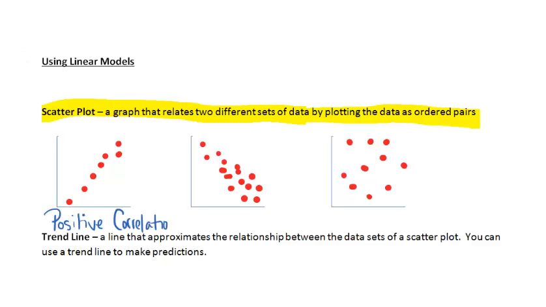If I wanted to represent that with a trend line, and notice below, a trend line is a line that approximates the relationship between the data sets on a scatter plot, and we can use this to make predictions. I can write or draw a trend line by trying to draw a straight line through as many points as possible. So my trend line would be here, and it's going through a few points that I could use to write an equation if I was asked to.